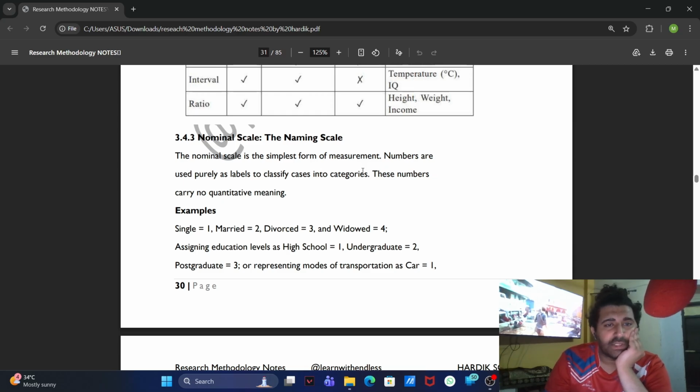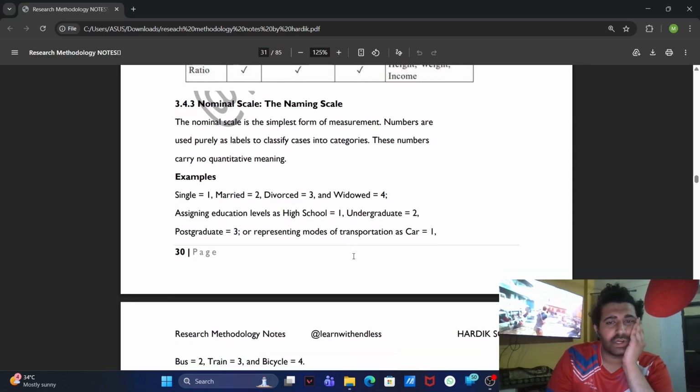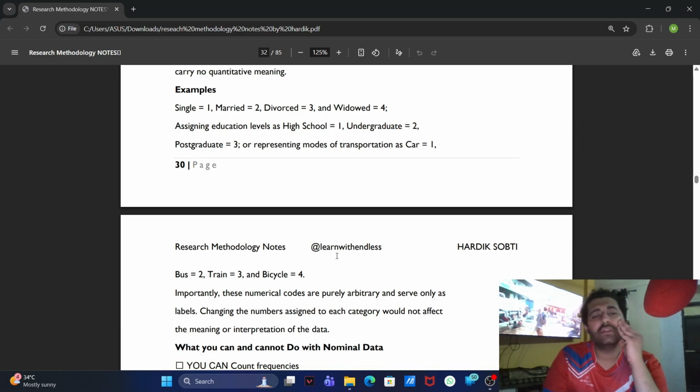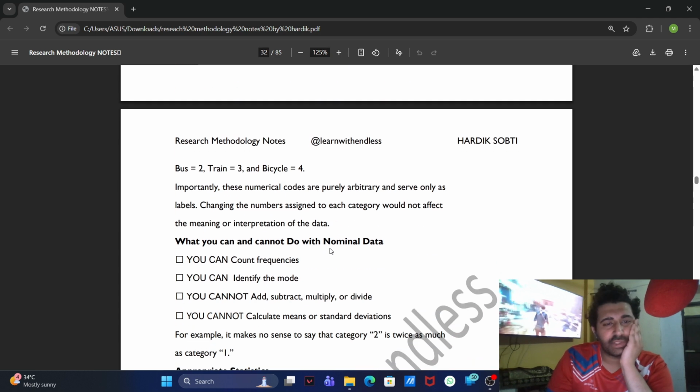Nominal scale, the naming scale. The nominal scale is the simplest form of measure. Numbers are used purely as labels to classify each case into a category. These numbers carry no quantitative meaning. Example: single equals 1, married equals 2, divorced equals 3, widow equals 4. Assigning education level as high school 1, undergraduate 2, postgraduate 3, and representing modes of transport as car 1, bus 2, train 3. Importantly, these numerical codes are purely arbitrary and serve only as labels. Changing the numbers assigned to each category would not affect the interpretation of the data.